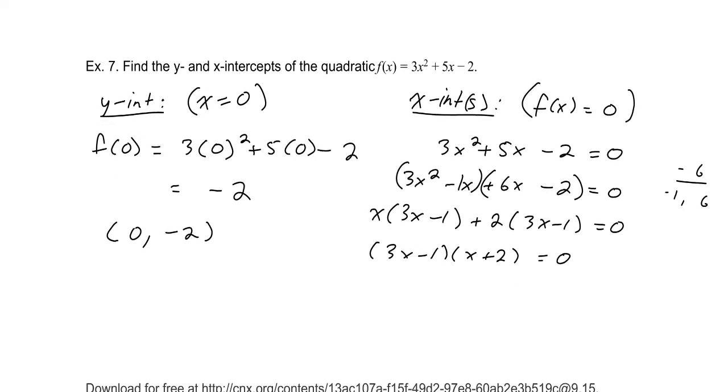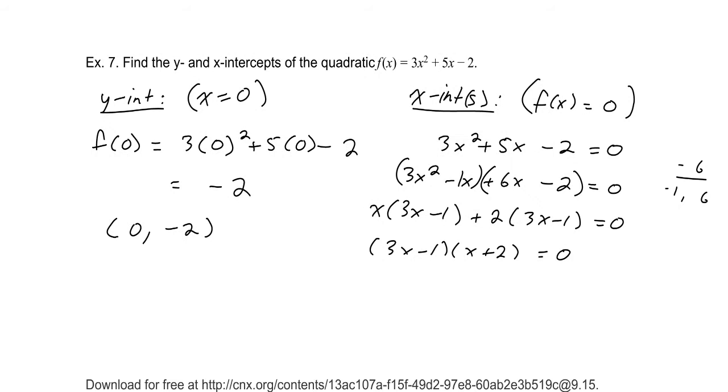And the first of those, 3x minus 1, is 0 only when x equals 1/3. And the second, x plus 2, is equal to 0 whenever x equals negative 2. So our x-intercepts are (1/3, 0) and (negative 2, 0).